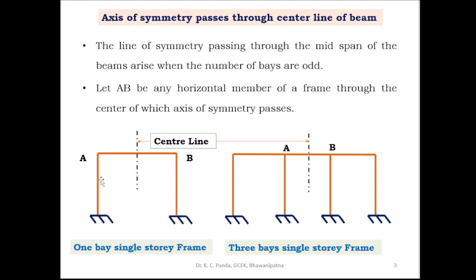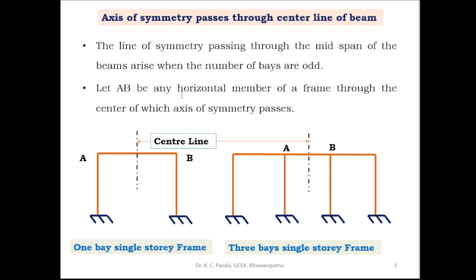Look at the figure. This is a one bay single story frame, and this figure is a three bay single story frame. Here this is the center line, which passes through the midpoint of the beam AB, and here also the center line or axis passes through the midspan of the beam AB. When the frame is symmetrical, the rotation at the midspan of beams through which the axis of symmetry passes is 0. Considering only half the frame, the ends at the midspan of beams through which the line of symmetry passes are fixed.